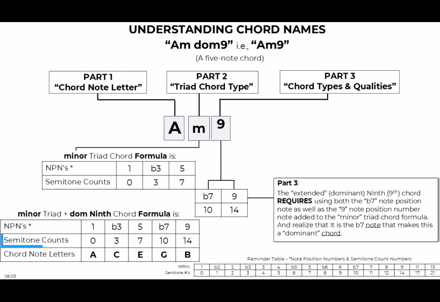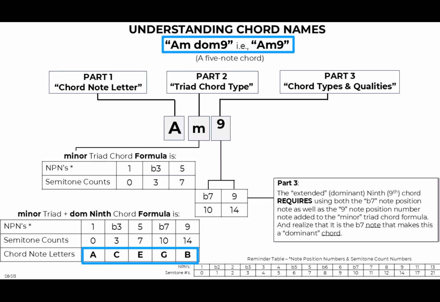The semitone count numbers to form this 5-note chord begins with the first note with an A 0 count. The 3 count is a C note. The 7 count is an E note. The 10 count is a G note. And the 14 count is the B note. Thus, an A minor 9th chord is formed with the notes A, C, E, G, and B, no matter what octave I play them in. No exceptions, and they never change.